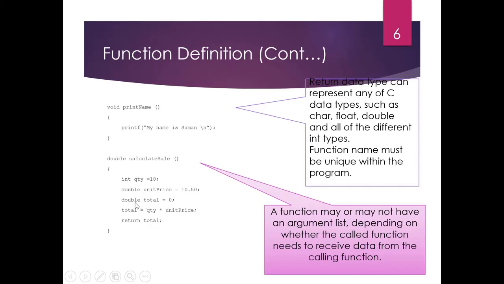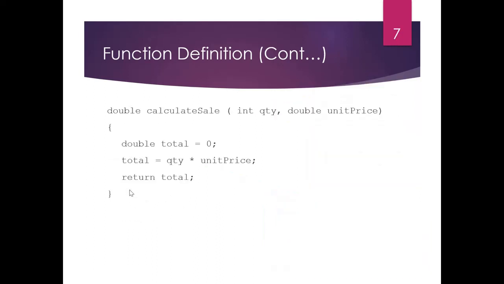That is double. That's why at the very first, when declaring the function, it says this function returns a double type variable. Double calculate sale. That means that this function returns a double type value to the calling position, the calling place. I will explain how it works.